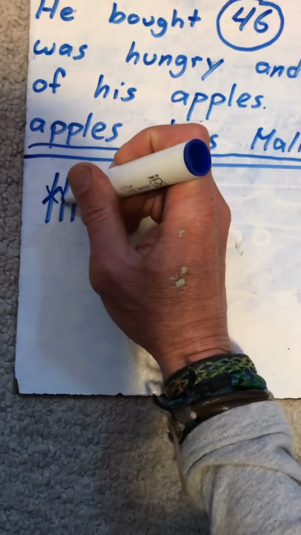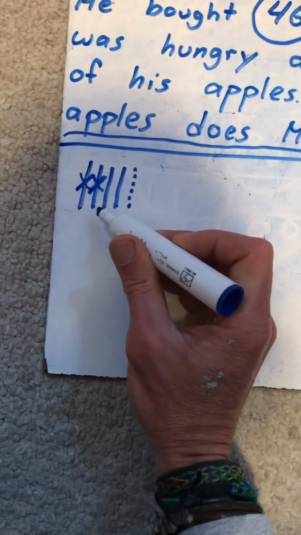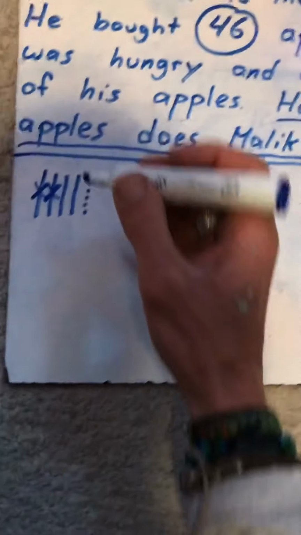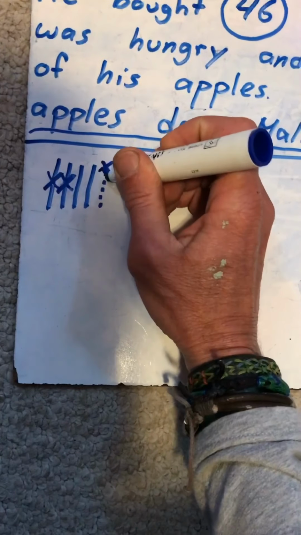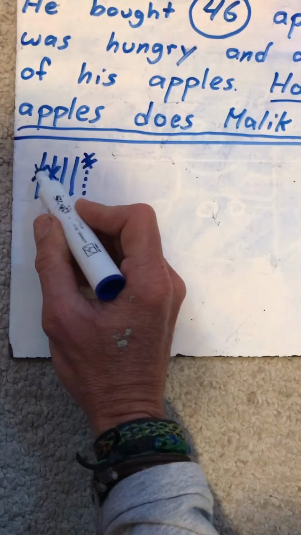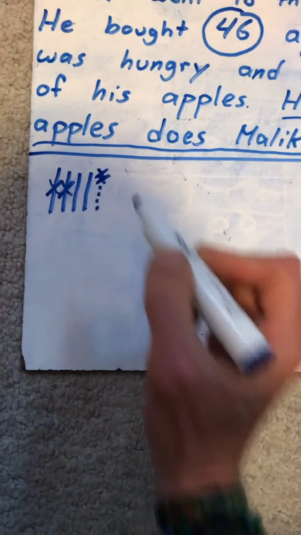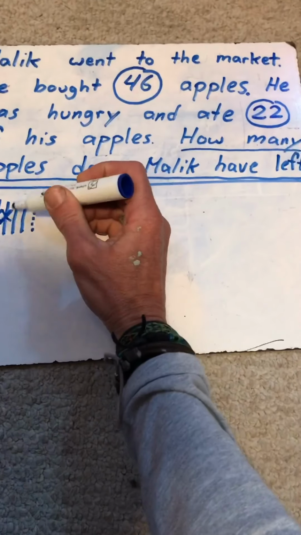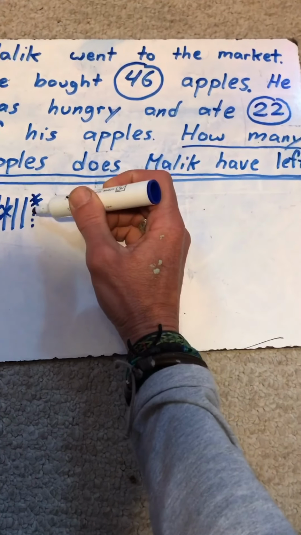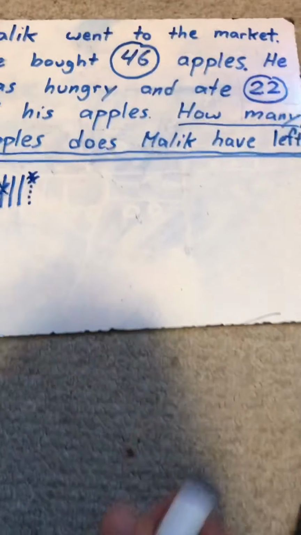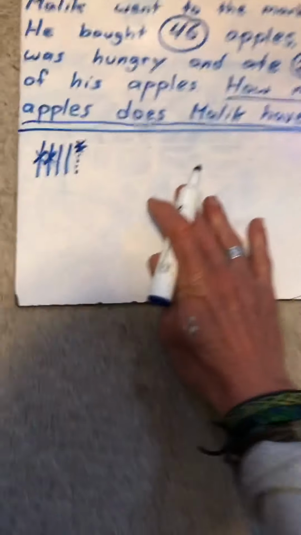So I'm going to cross out 10, 20. I took away 20. And how many more do I need to take away? 22. 2 more. 1, 2. So these are the apples he has left. We crossed out 10, 20, 21, 22. How many apples does Malik have left? 10, 20, 21, 22, 23, 24. 20 and 4 is 24.